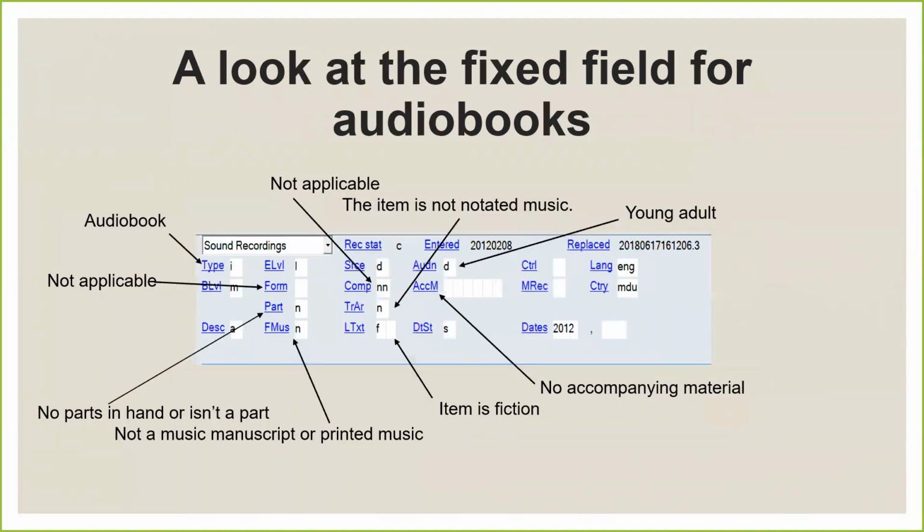The fixed field elements for audiobooks look exactly like that of the musical audio recording, and in fact, most of the coded information is the same. The greatest difference is that type is coded with an I for audiobook instead of a J for musical audio recording. Also, since there is no composition of music, comp is coded NN for not applicable. We also have a difference in literary text for audio recordings. In the musical audio recording, this was coded as blank for not applicable, but for books, we code this for the type of literature of the item. In this case, our item is a work of fiction.